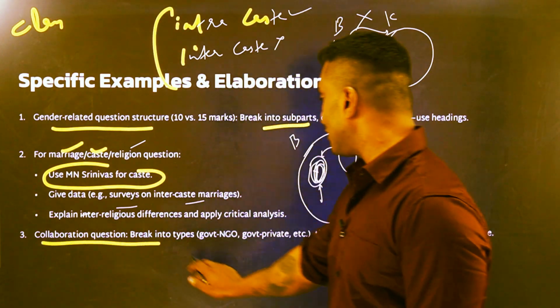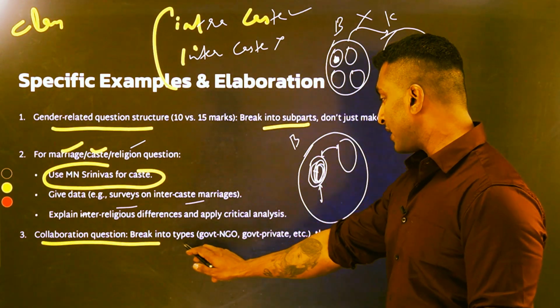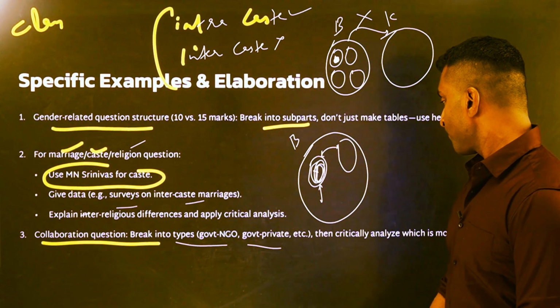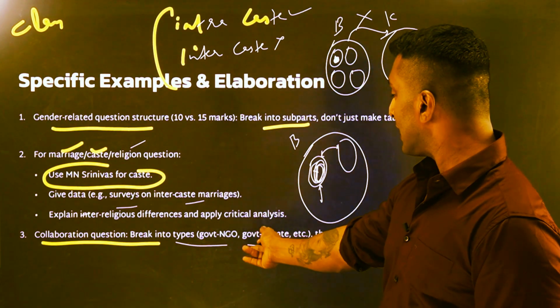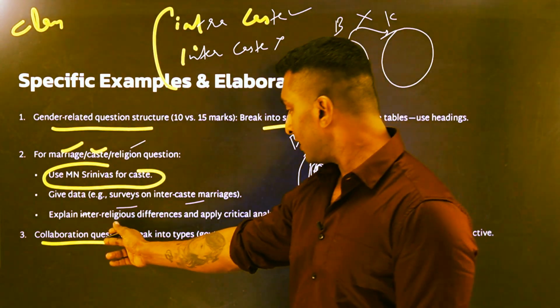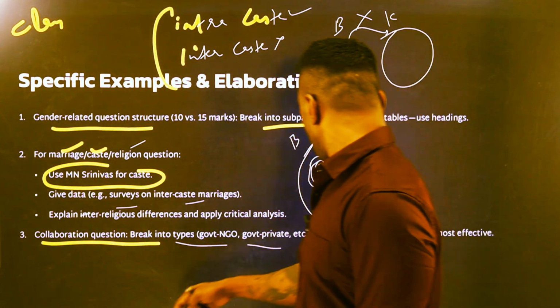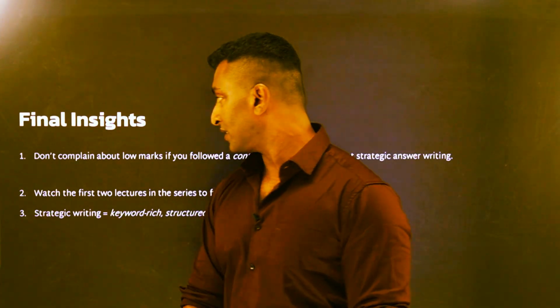Then collaboration questions, where you can break into types: government and NGOs, and then government and private, and then critically analyze what is most effective and other things.